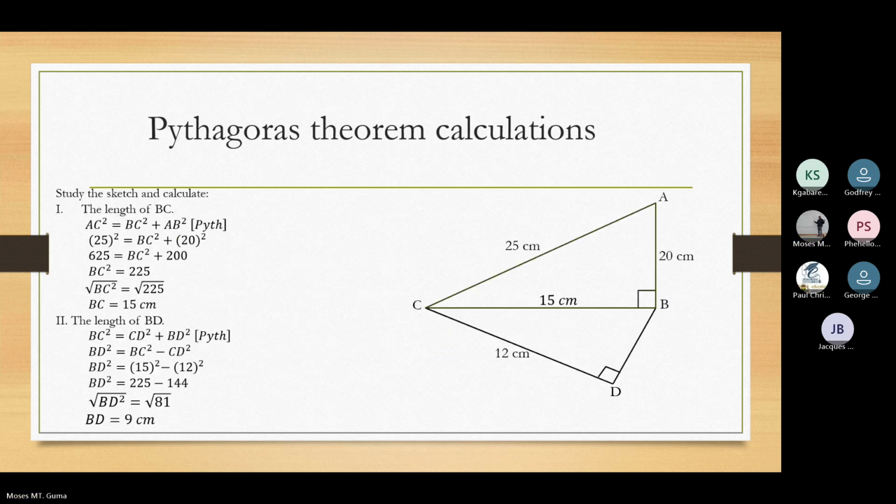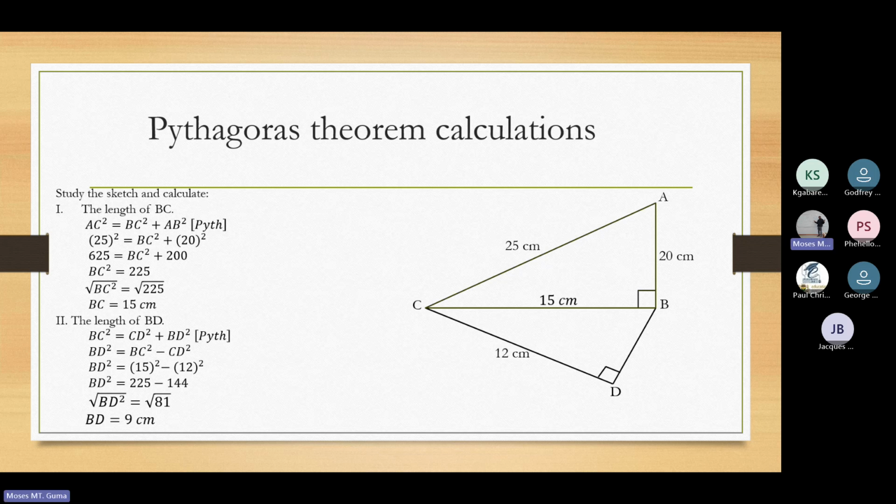Moving on. Now, study the sketch and calculate. There's our sketch. Do you see in our sketch, we've got two triangles, triangle ABC, which is a right-angled triangle, and triangle CDB, which is a right-angled triangle. Now we can use the theorem of Pythagoras in this one freely, because we know that those two are right-angled triangles. Let's do that.